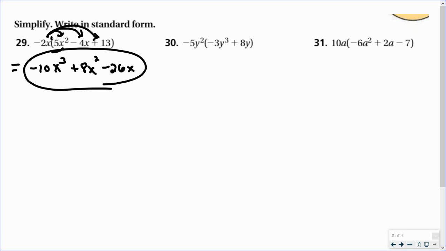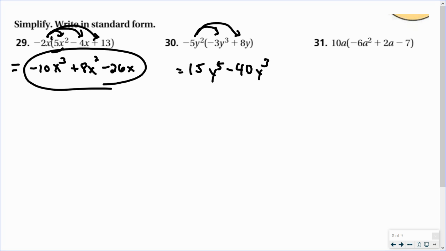Here we go with this one. This is just a monomial times a binomial. Multiply the coefficients. Negative 5 times negative 3 is 15. Add the exponents. y squared, y cubed, y to the fifth. Go to the next one. Negative 5 times 8 is negative 40. y squared, y to the first, y cubed.